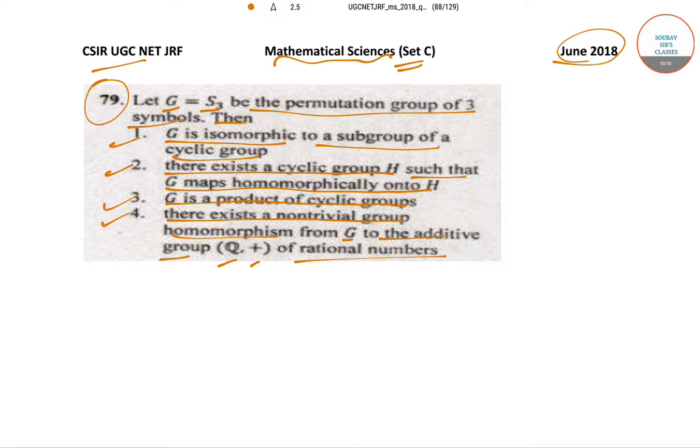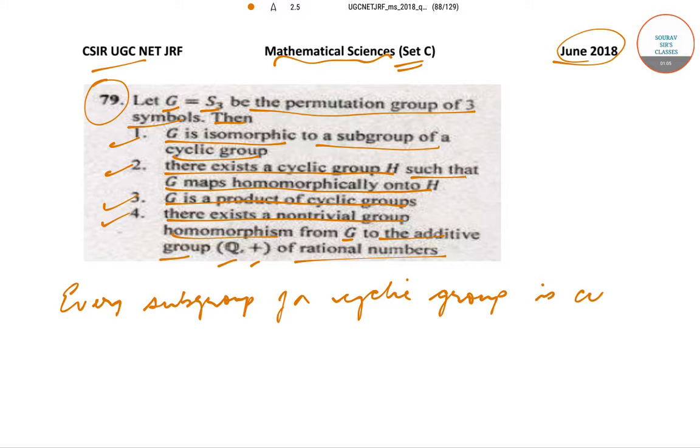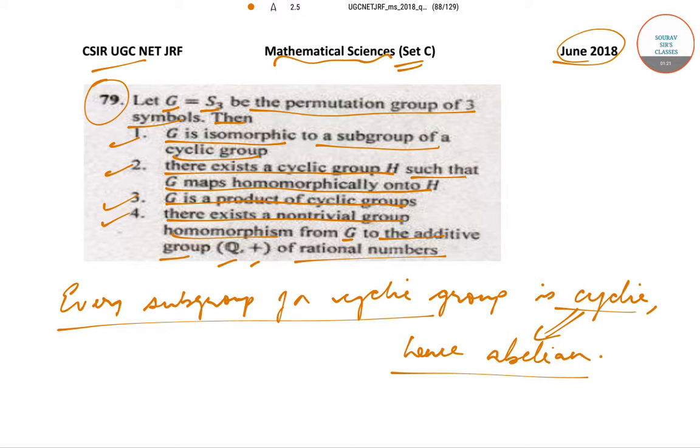Now we know that every subgroup of a cyclic group is cyclic. And if every subgroup of a cyclic group is cyclic, that means that it is abelian also. Hence, abelian. So this is the statement that we'll try to implement while solving this problem.